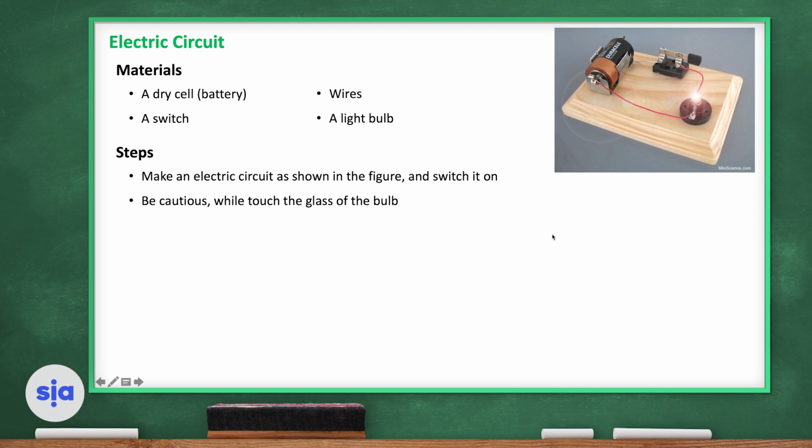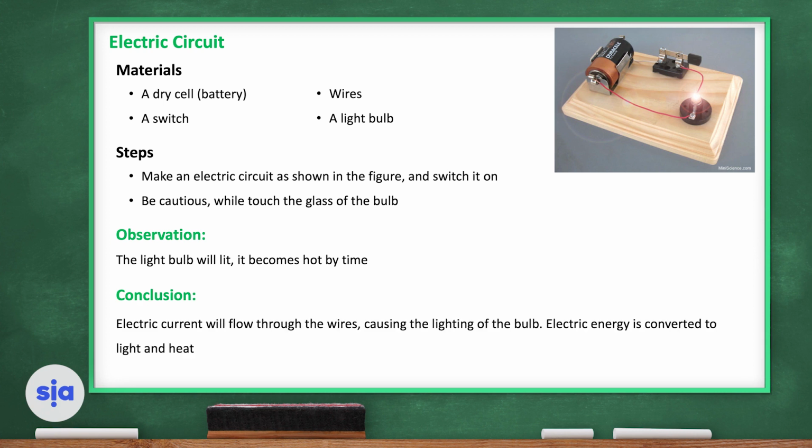Be cautious while touching the glass of the bulb. Observation: the light bulb will light. It becomes hot with time. And the conclusion is, electric current will flow through the wires, causing the lighting of the bulb, and electric energy is converted to light and heat.